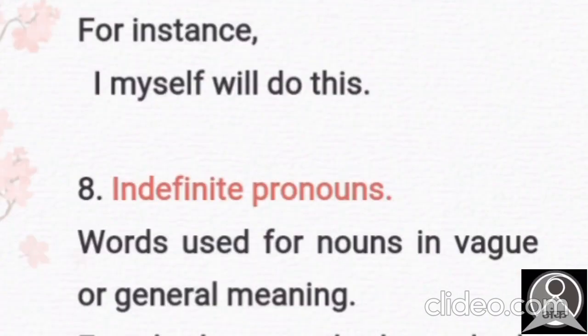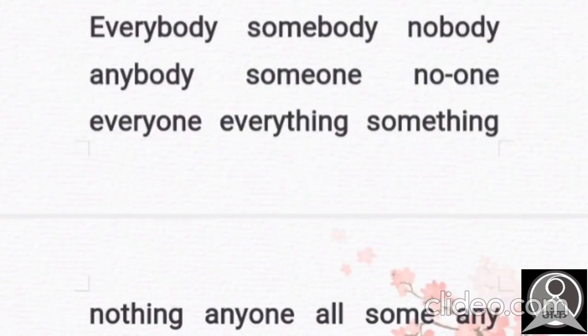Now let's talk about the indefinite pronouns. Words used for nouns in vague or general meaning are known as indefinite pronouns. For instance, everybody, somebody, nobody, anybody, someone, no one, everyone, everything, something, nothing, anyone, all, some, any, few, much. And if I'm saying no one is doing this, we don't know specifically the people who are not doing this, right? So that's why it is the indefinite pronoun.